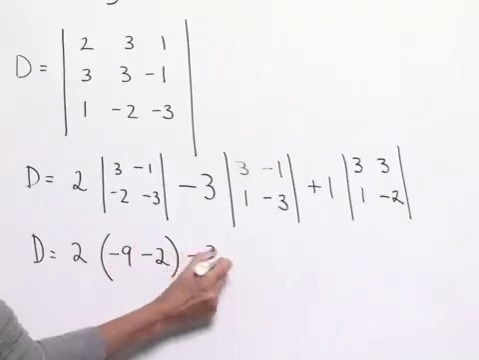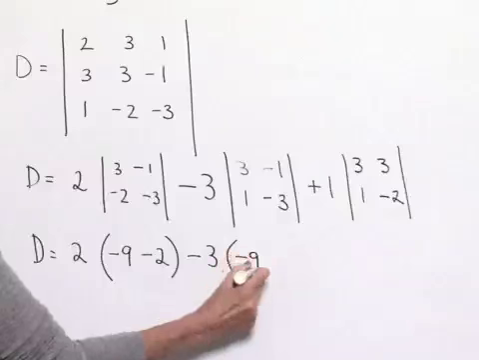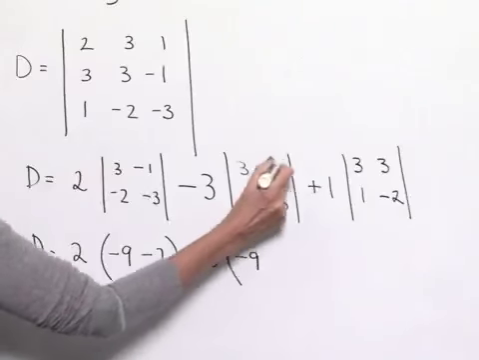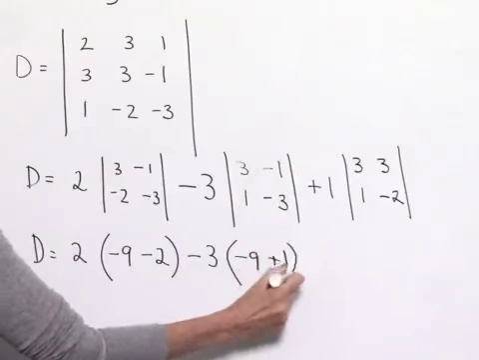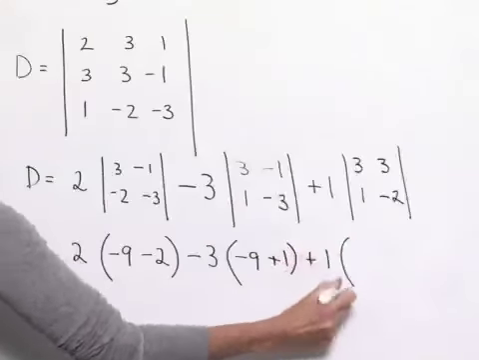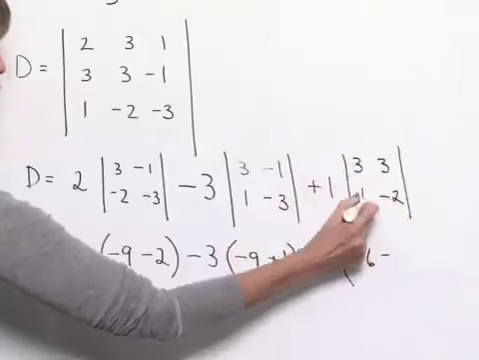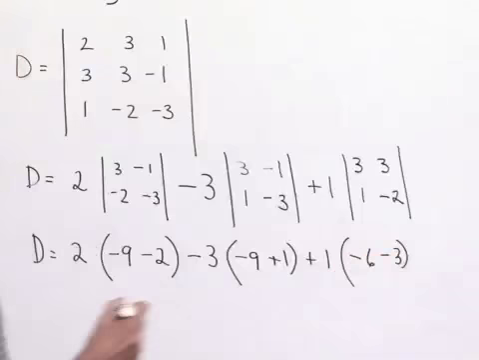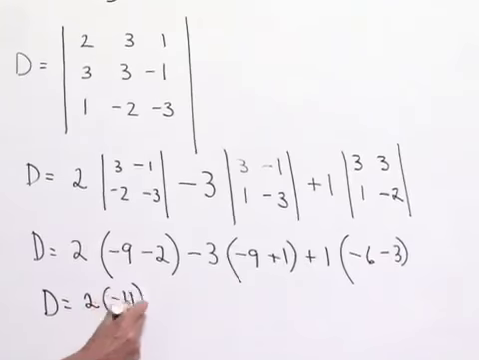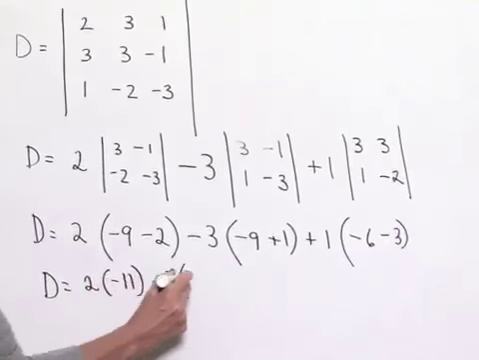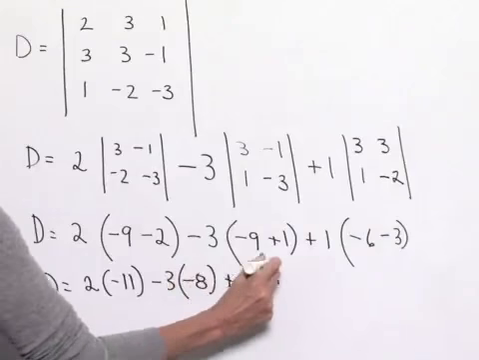Let's do the same thing for the next determinant. We're going to have 3 multiplied times negative 3, that's negative 9, minus 1 times negative 1, which is negative 1, so subtracting a negative 1 is the same as adding 1. Plus 1 multiplied times 3 times negative 2 is negative 6, minus 1 times 3, which is 3. So D is going to equal 2 times negative 11 minus 3 times negative 8 plus 1 times negative 9.